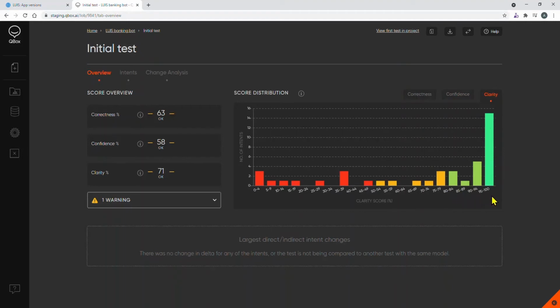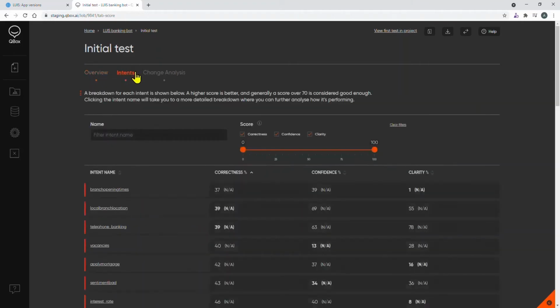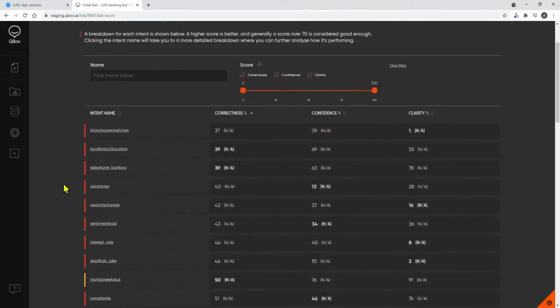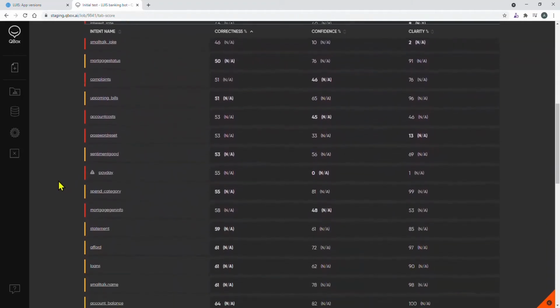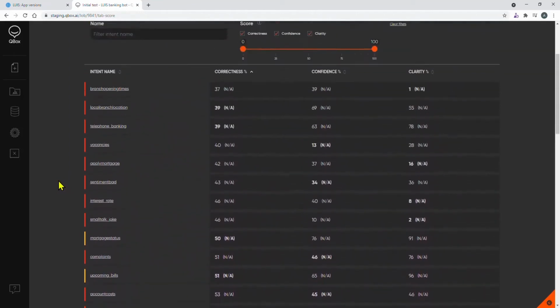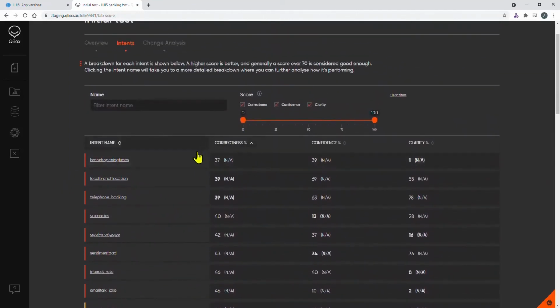There's also one warning given here, and looking into this, chatbots is informing me I have one intent that has less than 5 training phrases or utterances associated with it. This will need to be fixed at some point in my improvement process. Next, I'll go to the Intents tab. Here you can see the full list of intents for my model, and they're ordered by correctness score, with the lowest correctness score intent at the top.